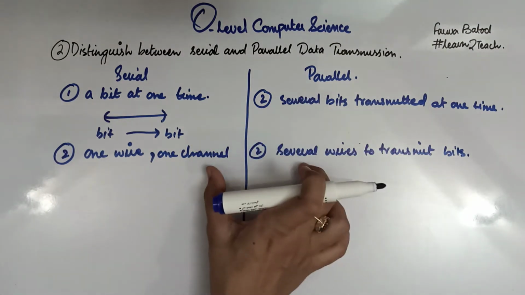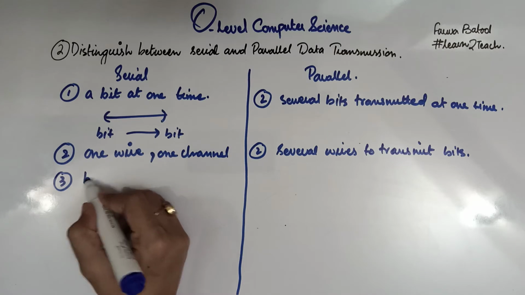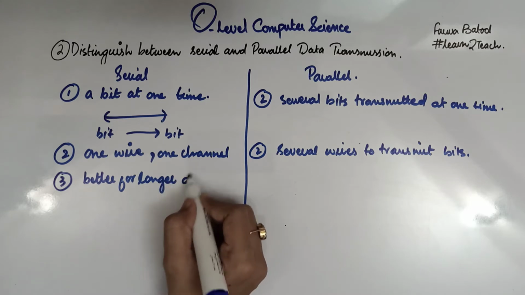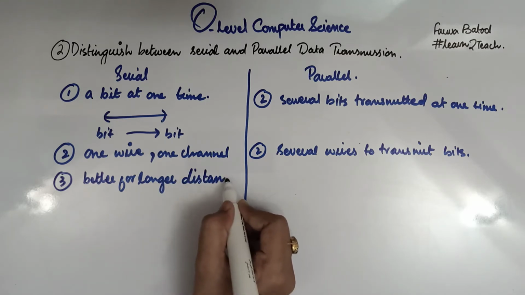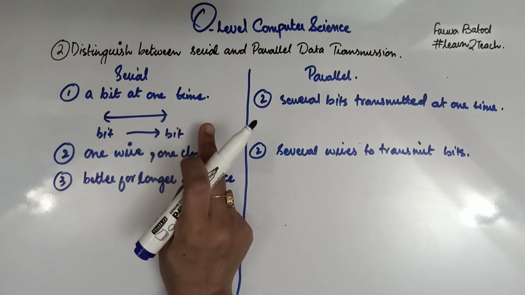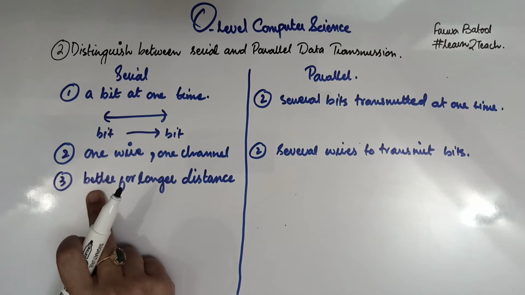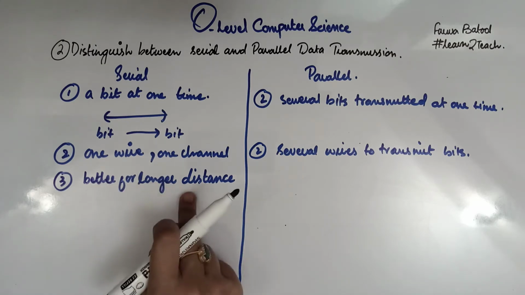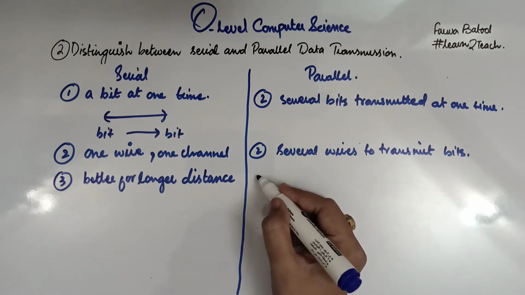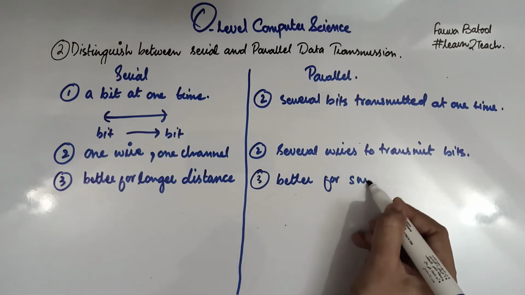Now, due to these particular differences, what is next? Serial transmission is better for longer distances. Why am I saying that? Because of the ease of manufacturing or installing this particular kind of data transmission. You can easily buy, easily install, easily manufacture this kind of data transmission, right? So that's why it is better to arrange a serial data transmission system for a longer distance, whereas the parallel data transmission is better for smaller distances.